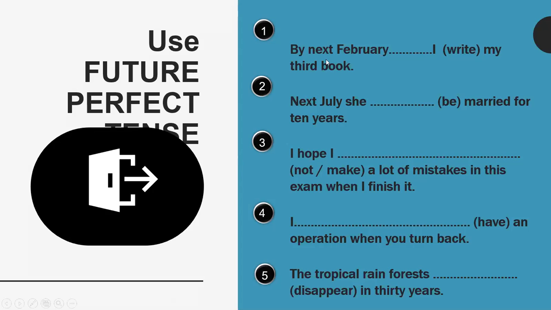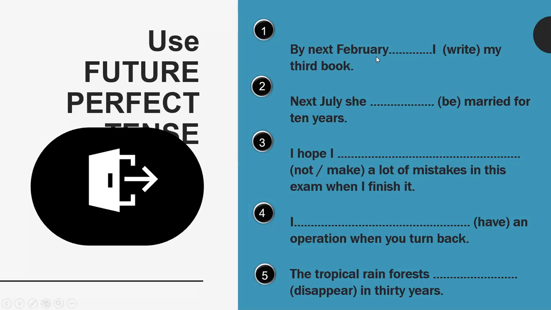Number 1. By next February, I will have written my third book. Okay, very good. By next February, I will have written. Write, wrote, written. Not wrote, but written. Very good. No problem.